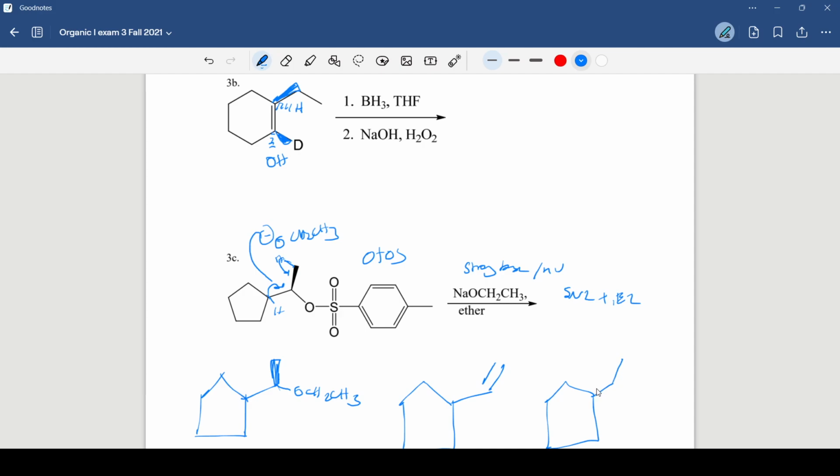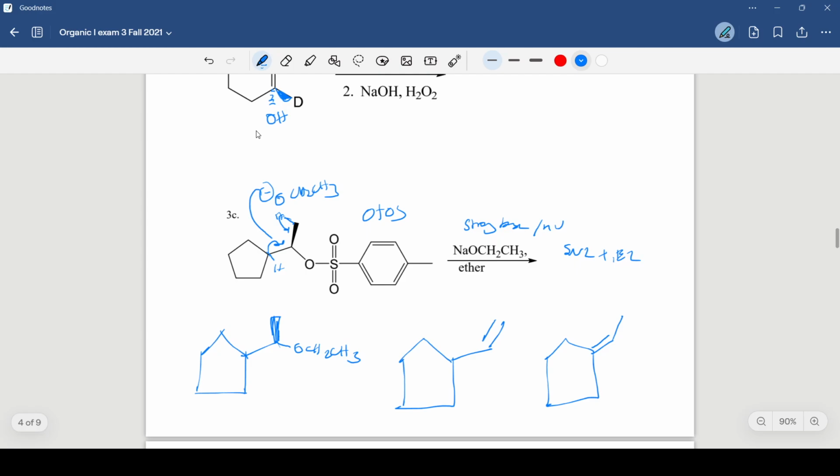This should be reviewed. Basically, if the leaving group is on this carbon, then we can make double bonds here or here. That's just reflected in the two products that I made.